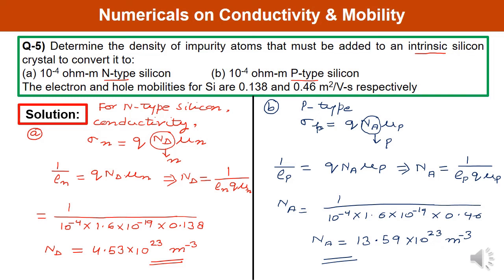You have to calculate the density of impurity atoms. In this case, the impurity is donor atoms, because we are talking about the n-type semiconductor, and in this case, if a trivalent impurity is added, then you have to calculate the concentration of the acceptor atoms.